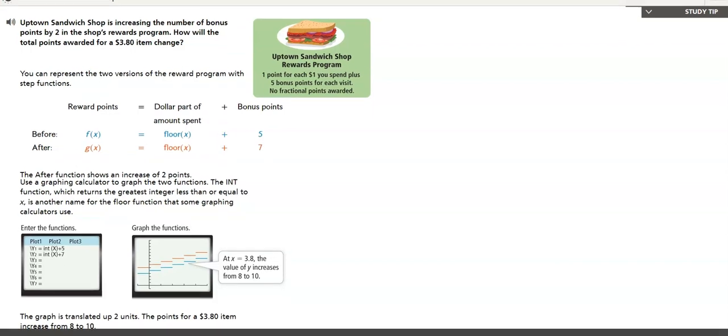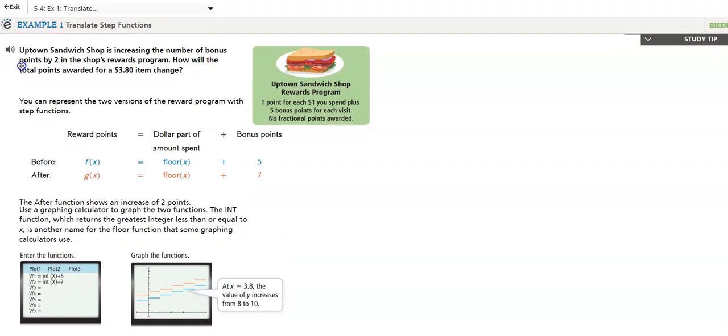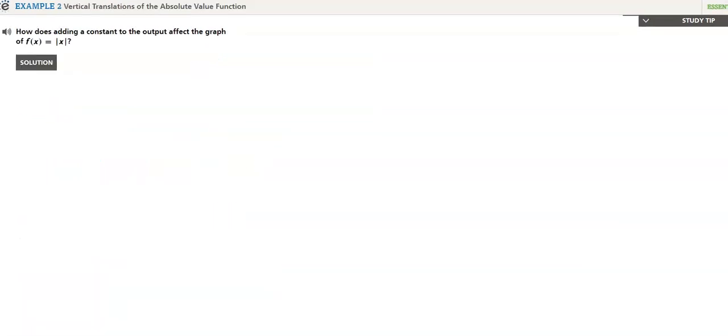Oh, we got to move this. Oh, no, I can't. We're going to pause. Don't worry about that. First try it for that example 1. We're going to go ahead and look at this next example.